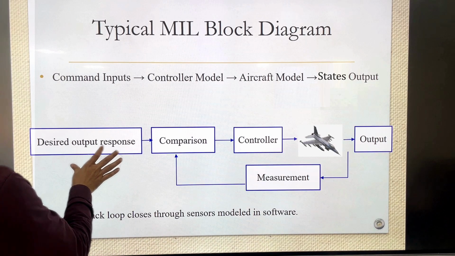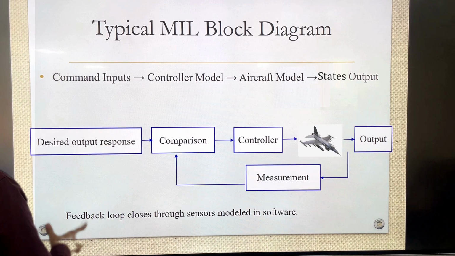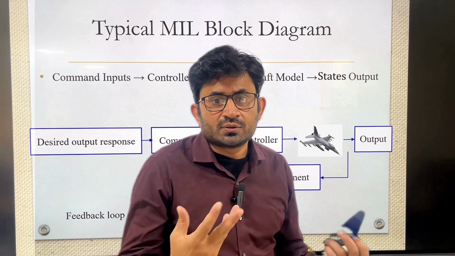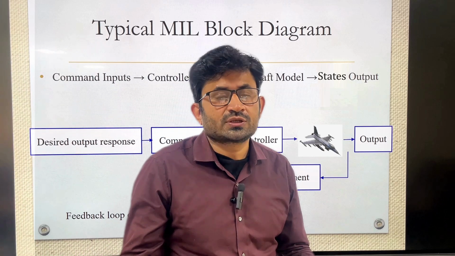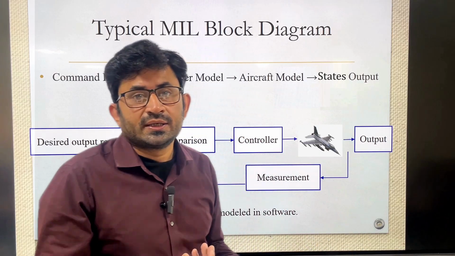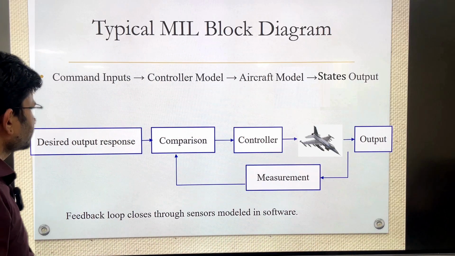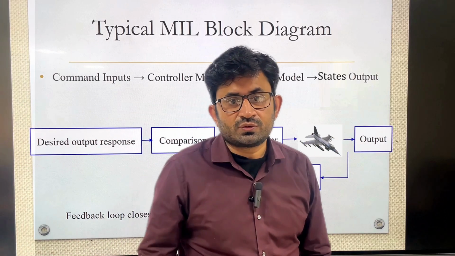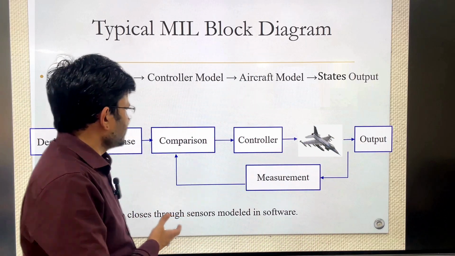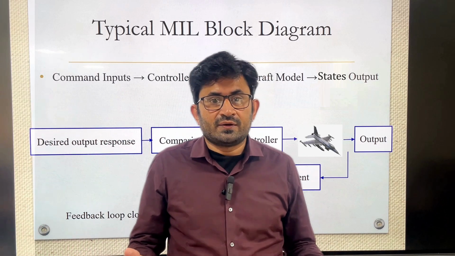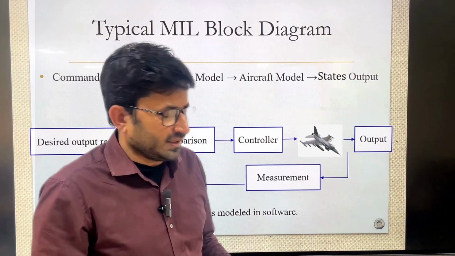What is a typical block diagram? See, you are commanding something, right, and you want to get that value. Let's say, for example, theta 5 degree you are commanding, 10 degree you are commanding, you should get theta 10 degree, or velocity you are commanding, you should get that velocity. So whatever the output is coming from the aircraft, you should compare in order to find the error and give it to the controller, so that the controller can correct, and finally you can achieve whatever you want, right?